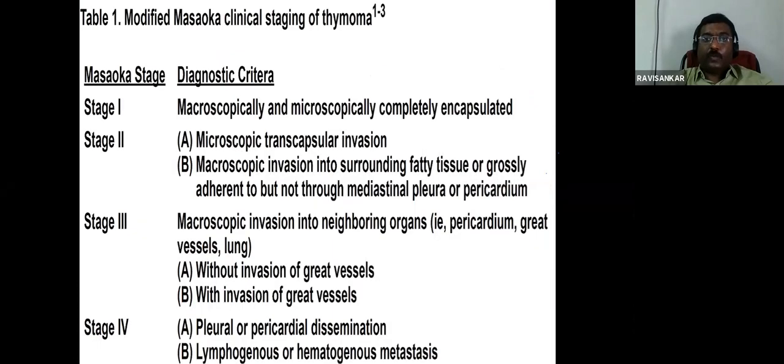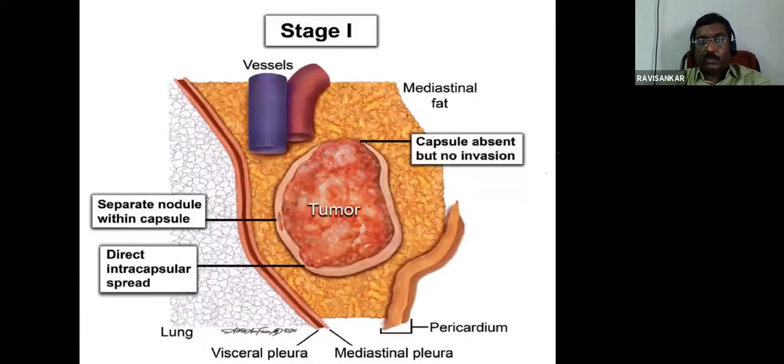So macroscopically and microscopically encapsulated tumors are stage 1. Microscopic transcapsular invasion is stage 2A. Macroscopic invasion confined to the mediastinum is stage 2B. Macroscopic invasion into the neighboring organs is stage 3. Stage 4A is pleural or pericardial dissemination, whereas stage 4B is lymphogenous or hematogenous metastasis. I hope it's clear.